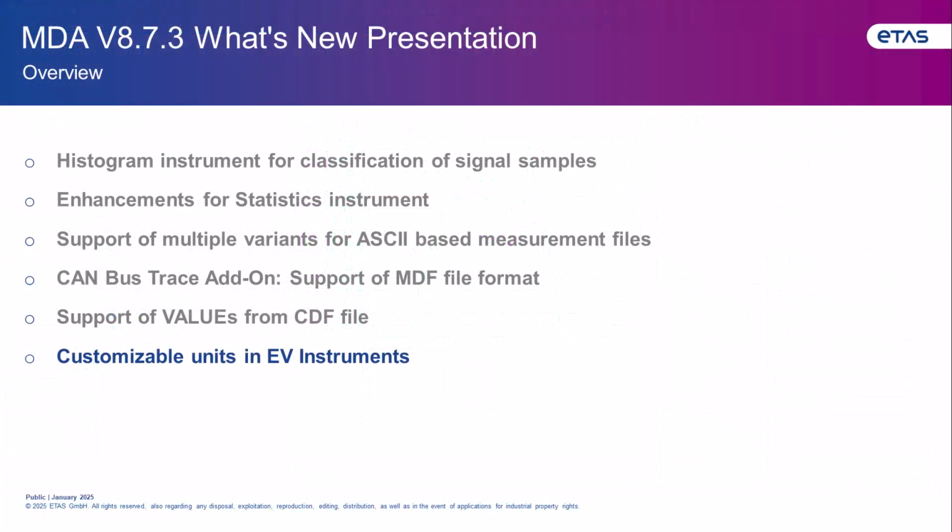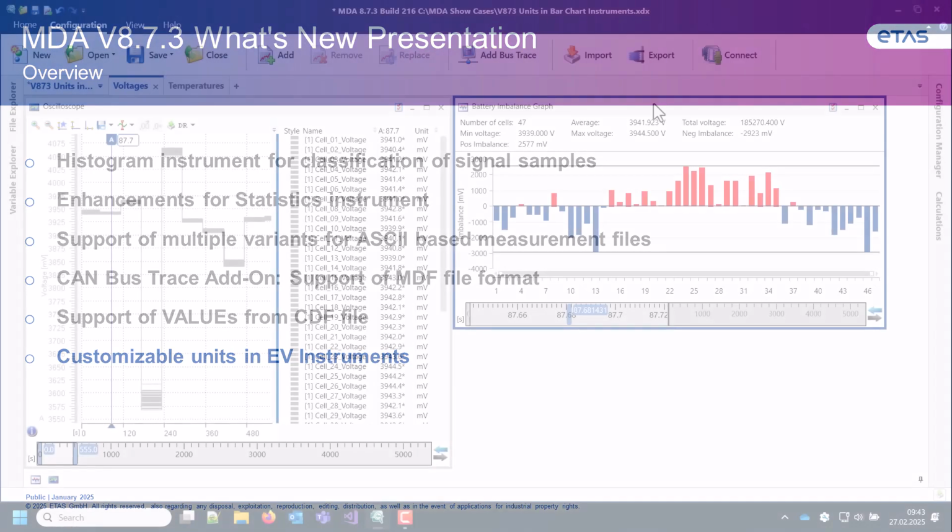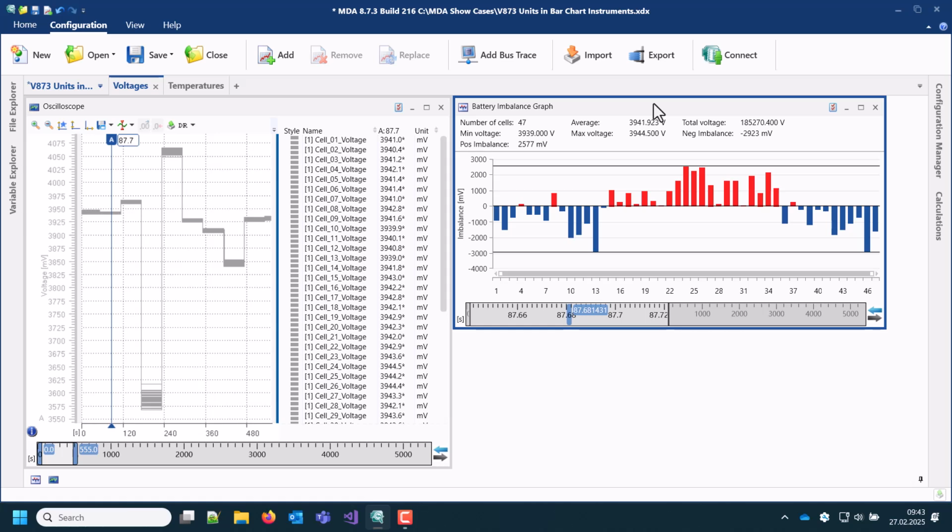In this final section, I will show another generalization for the so-called battery instruments. As the last possible adaptation, a definition of the imbalance unit was missing. In case the cell voltages of your battery system were recorded in the unit millivolt, you probably also want to see the imbalance values in millivolt.